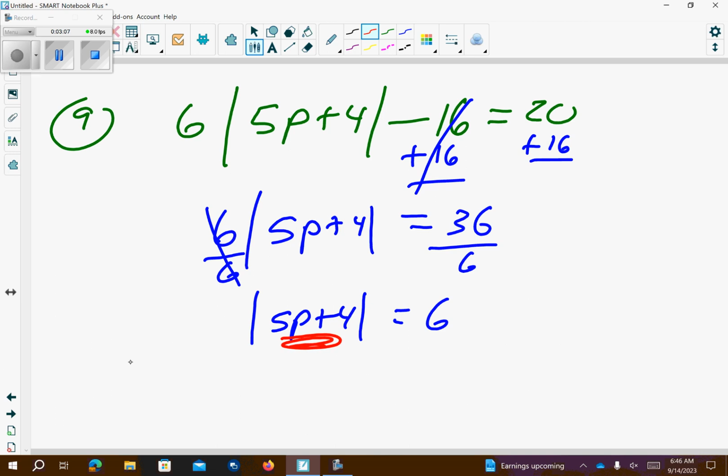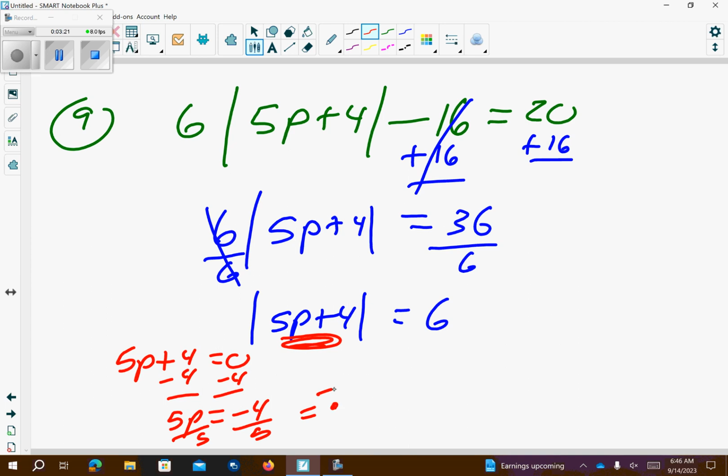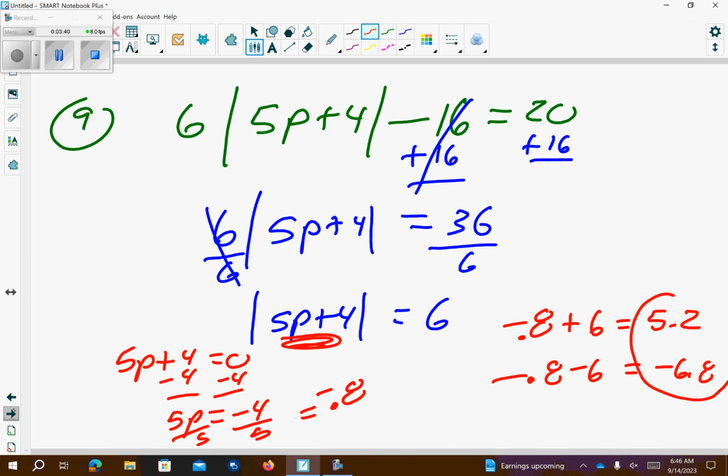Then I'm going to take this, set that equal to 0 and solve that. So subtract 4, subtract 4. So 5p is equal to negative 4. Divide by 5, divide by 5. So I get negative 4/5, which on a calculator is negative 0.8. So I'll go negative 0.8 plus 6 and negative 0.8 minus 6. So that's going to give me 5.2 for an answer, and negative 6.8 for an answer. And those are my answers.